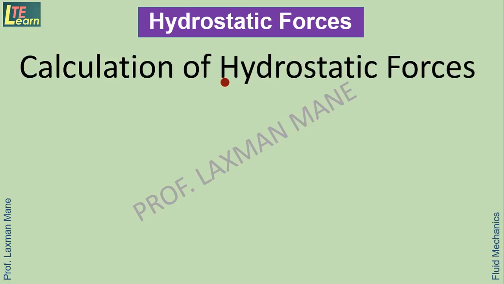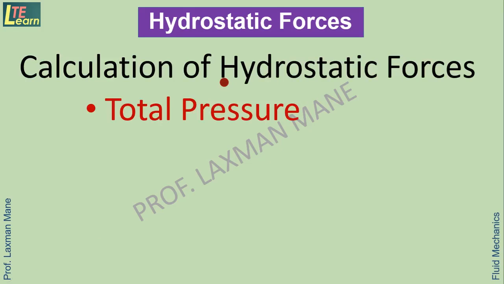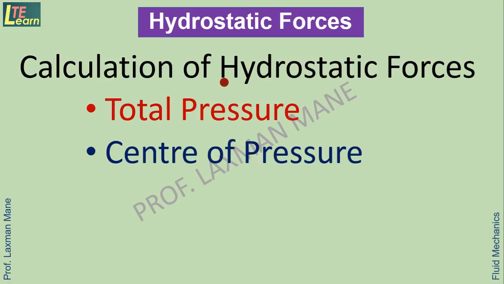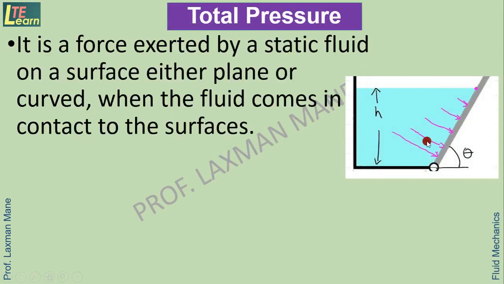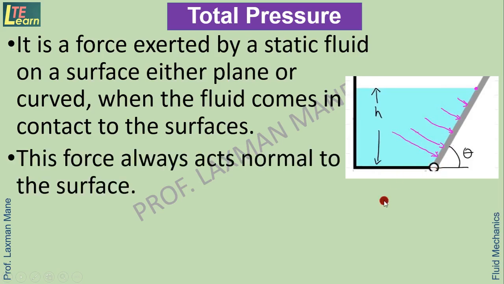In calculation of hydrostatic force, two concepts are required to be studied: total pressure and center of pressure. Total pressure is a force exerted by a static fluid, meaning stationary fluid, on a surface, either plane surface or curved surface, when the fluid comes in contact with the surfaces. This force always acts normal, meaning perpendicular, to the surface.